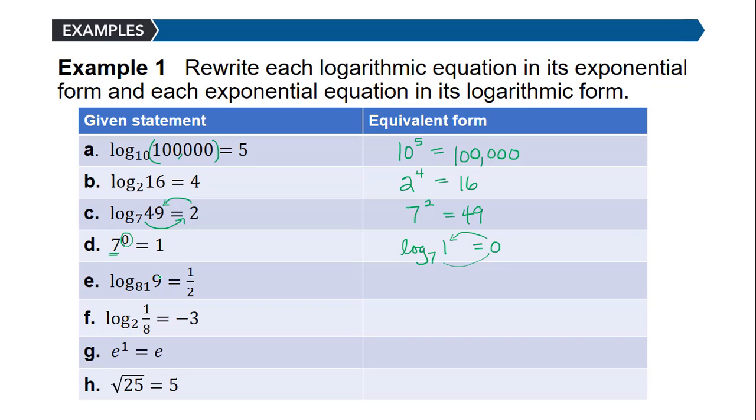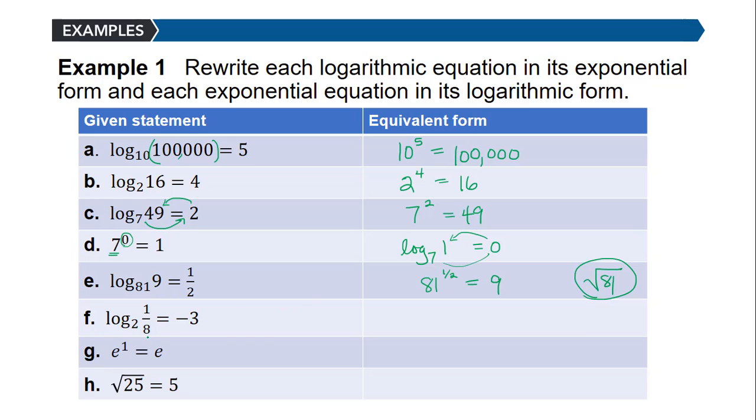Log to the base 81 of 9 equals 1/2. So the base of the exponent is 81. What the log is equal to is our exponent, and then that is equal to the argument, which is 9. So we write this as 81 to the 1/2 equals 9. And recall that 81 to the 1/2 is really the square root of 81, and that is indeed 9.